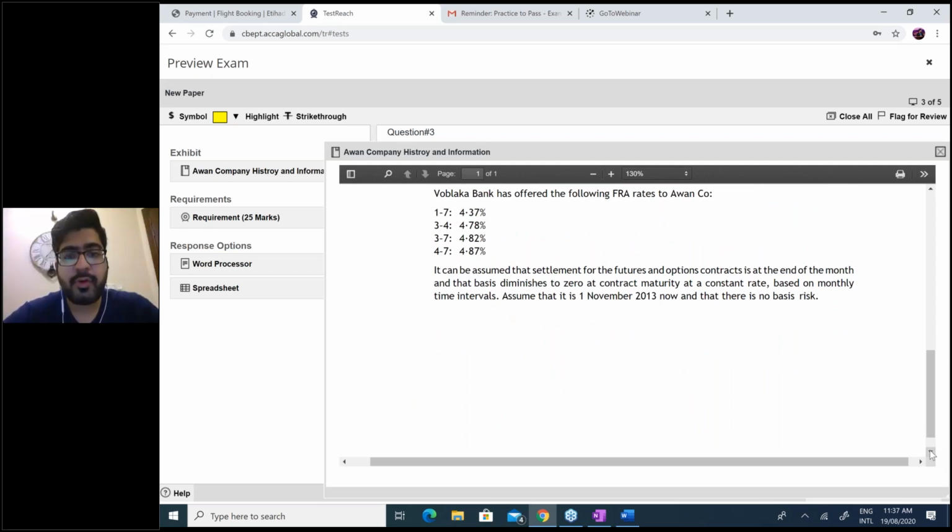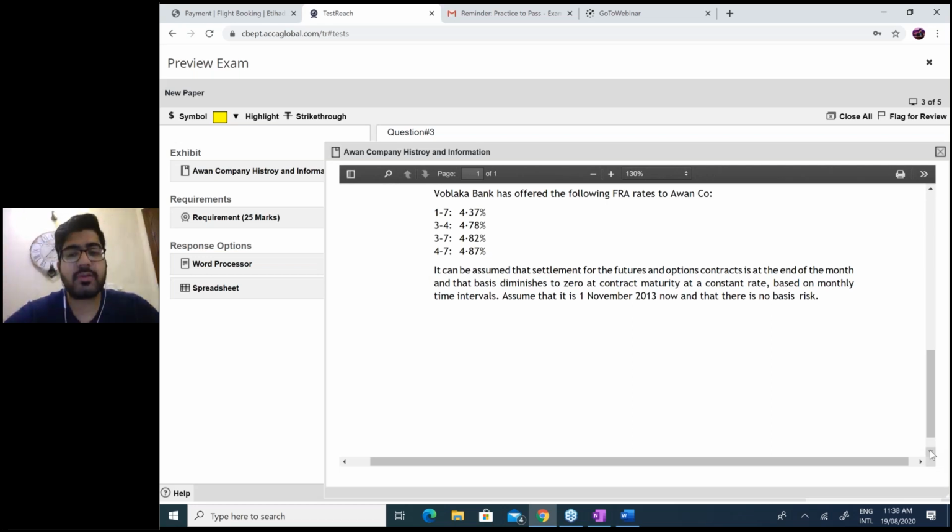Woblaka Bank has offered the following FRA rates to Awan: 1-7 4.37%, 3-4 4.78%, 3-7 4.82%, 4-7 4.87%. Then it can be assumed that settlement for futures and options contracts is at the end of the month, and that basis diminishes to 0 at contract maturity at a constant rate based on monthly intervals.